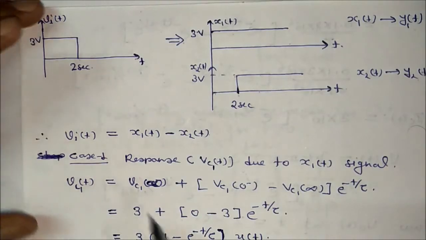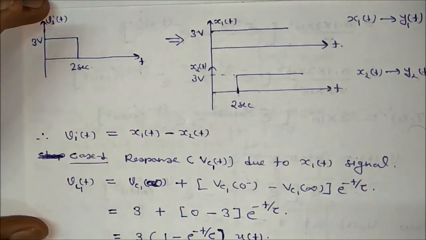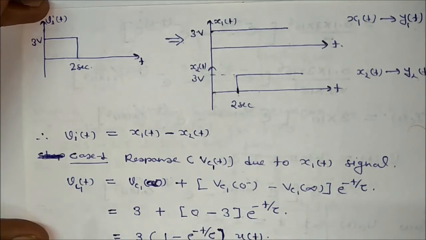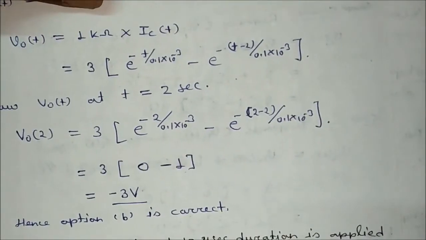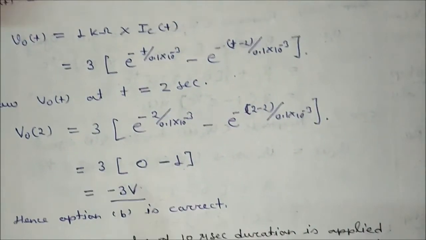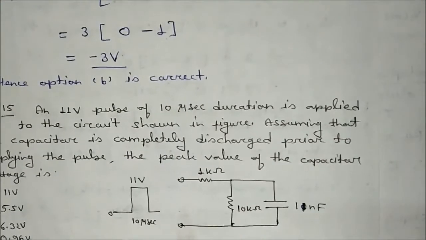Okay, now you see VC1 infinite will be how much? VC1 0 minus, it is already given that it is equal to 0 volt. Okay, if it is 0 volt, then VC infinite, just see this one. What is happening? V input will be for x1t. How much will you get?